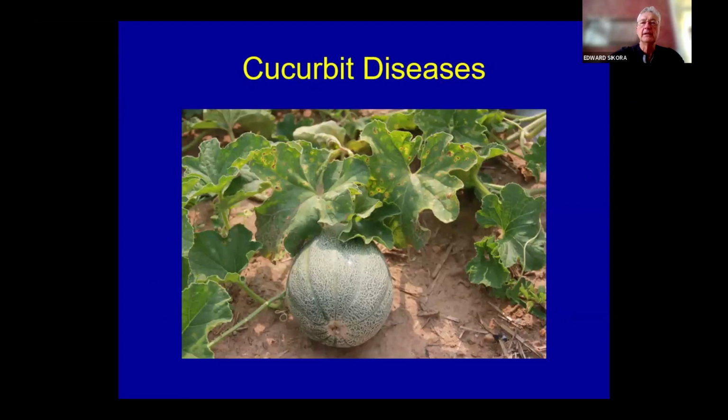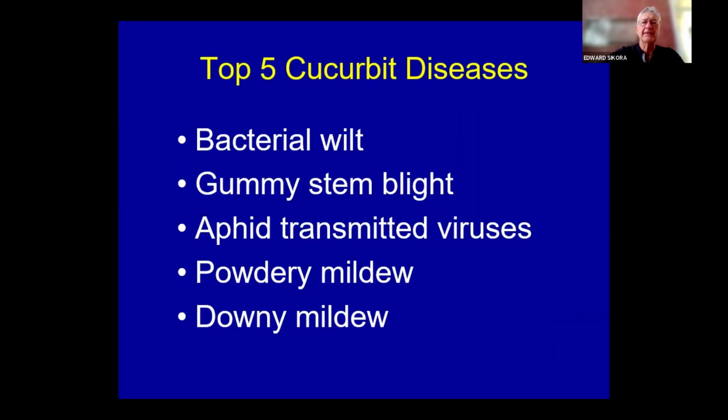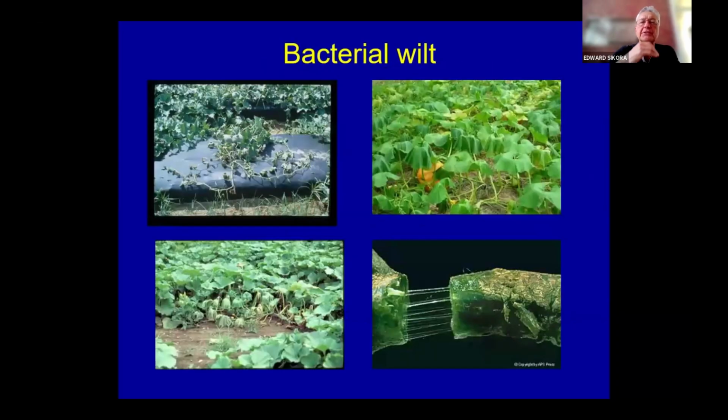All right, let's move on to cucurbit diseases. I think I list 5 here, but we'll talk about maybe 6 or 7 just for the fun of it. Let's just move in. The first one is bacterial wilt. And one of the first diseases I saw in Alabama was in that picture in the upper left.